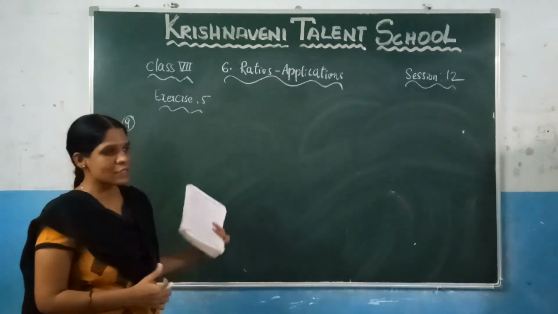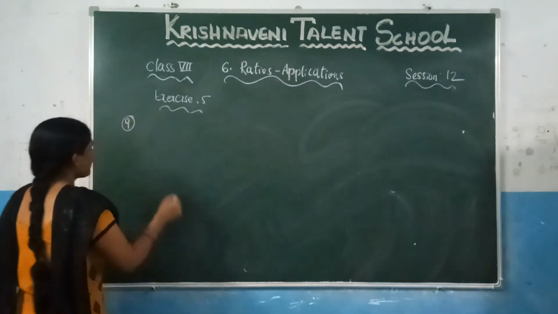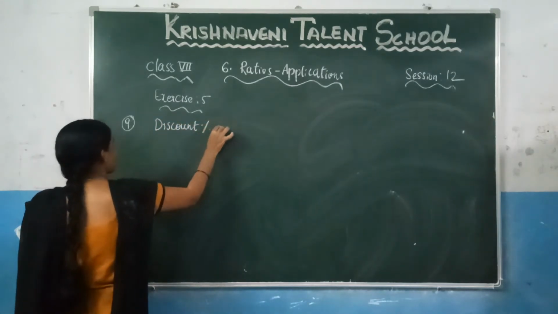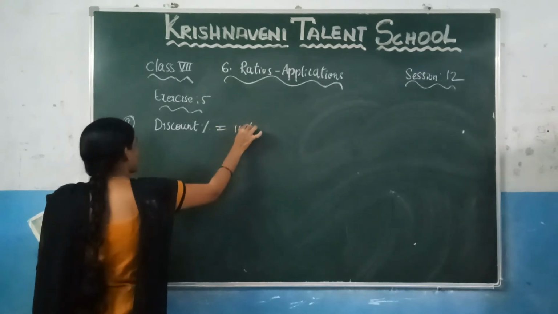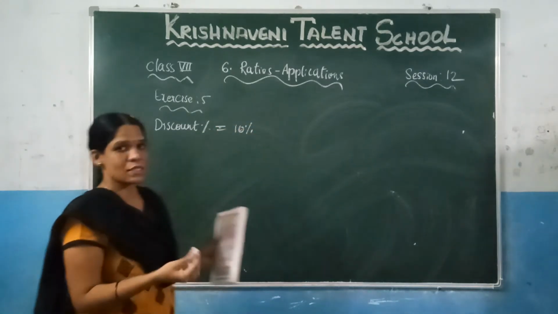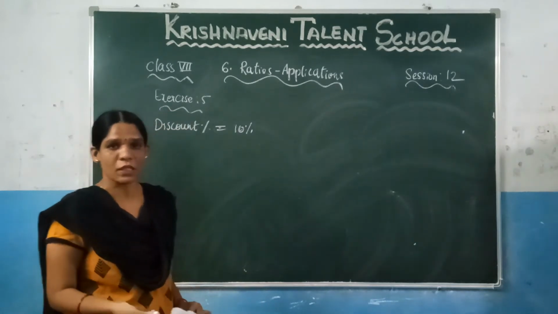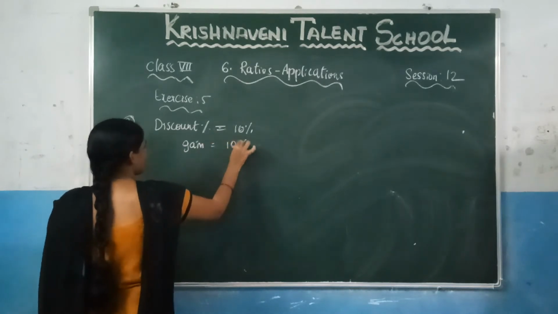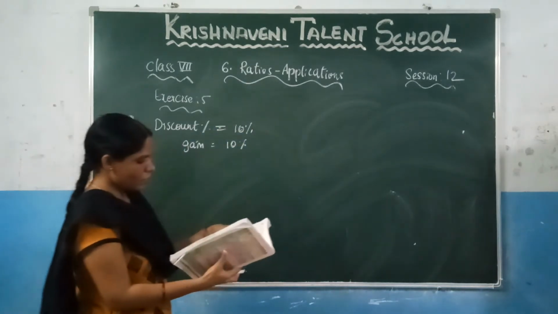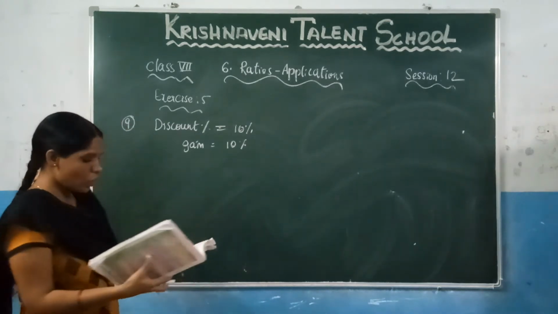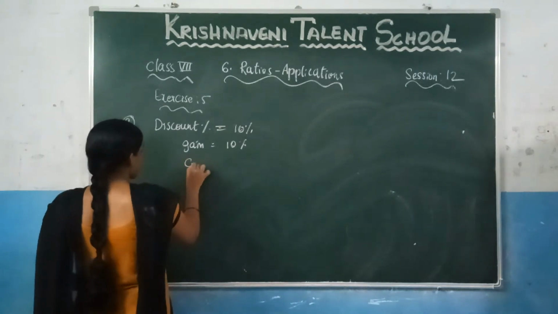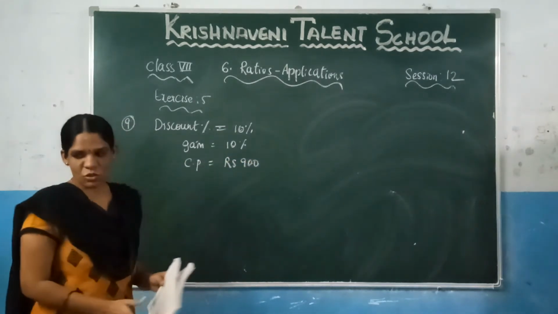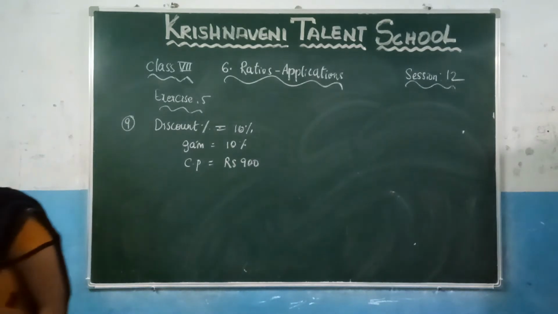So let us write here what is given first. They have given here the discount percentage. How much the discount percentage they have given? 10 percentage. But after giving 10 percentage discount also he had got a profit. How much profit he had got? He had got a gain of 10 percentage. Right? Now what they have given here? They have given here the cost price. Cost price is equal to rupees 900. Based on this information, you need to find here the market price.